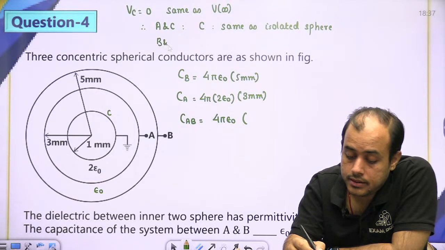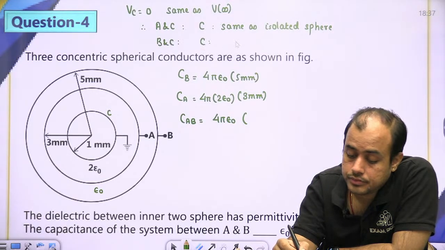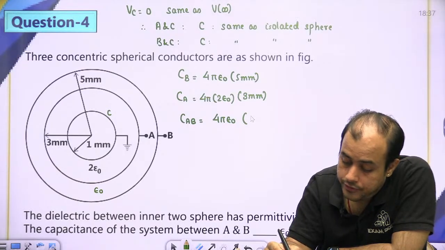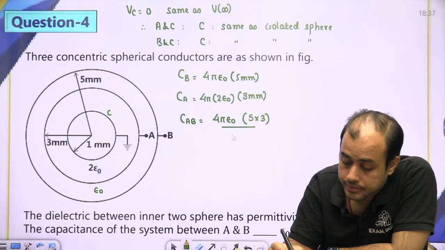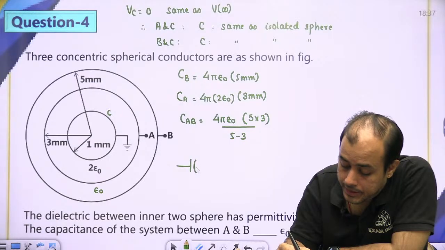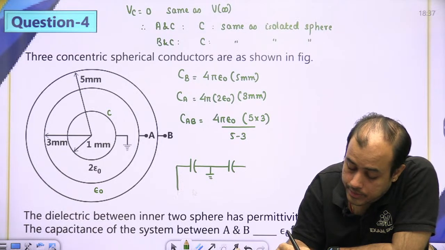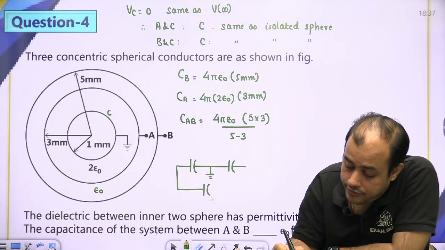Between B and C, okay, now it will be 5 into 3 by 5 minus. So actually what is happening, see this, between A and B I have one grounding.